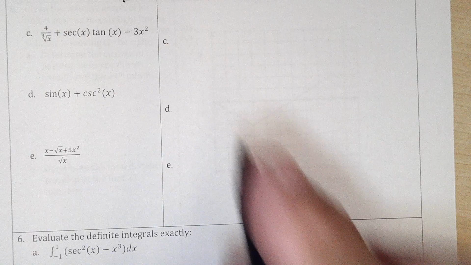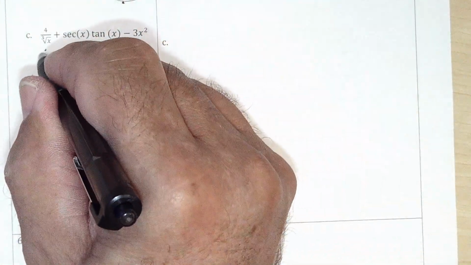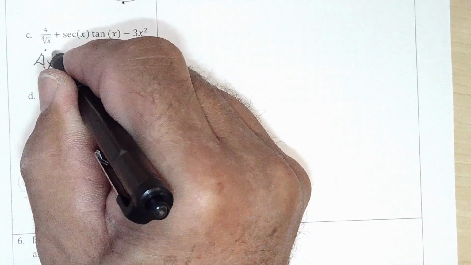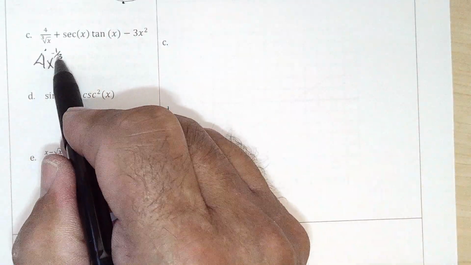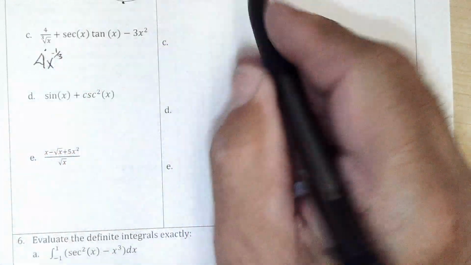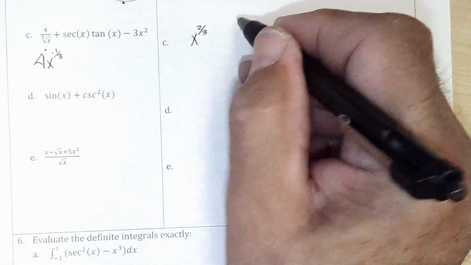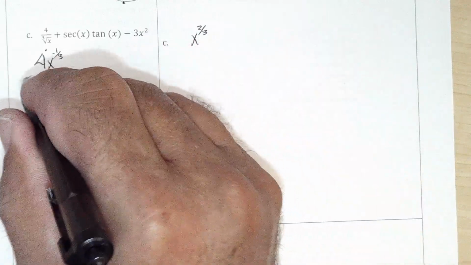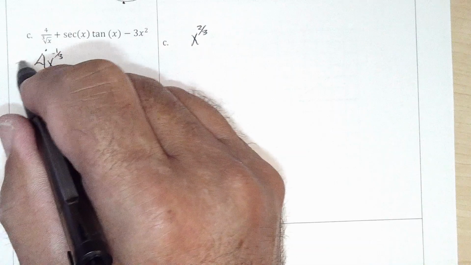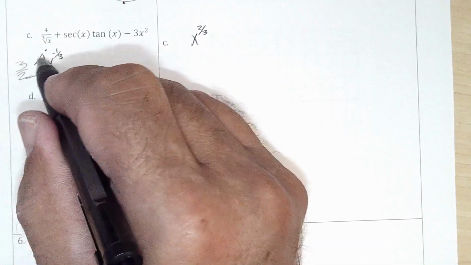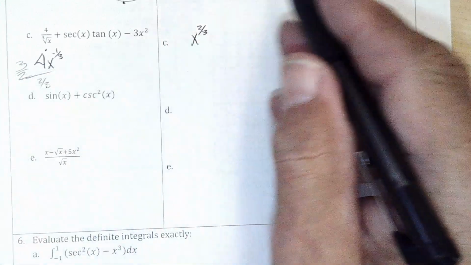Okay, the next one. 4 over the cube root of x. That's the same as 4x to the minus 1/3. So if we increase the minus 1/3 by 1, we get x to the 2/3. But then we have to divide by 2/3, which is the same as multiplying by 3/2. So we get 3 times 4 is 12, divided by 2 is 6.